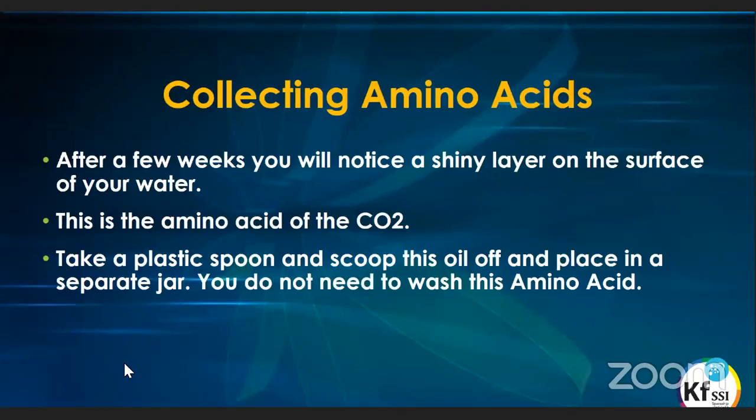Collecting your amino acids: after a few weeks, you'll notice that there's a shiny, oily layer on the top of your water. That's the amino acids. So the best way to do it is to take a plastic spoon and scoop this oil off carefully and place it into a separate jar. And this you don't need to wash, because the amino acids need to be stored in a little bit of a salt solution. So it's just a case of scooping off that oil and placing that into a separate jar. And that would then be your amino acids with the field strength of the CO2.